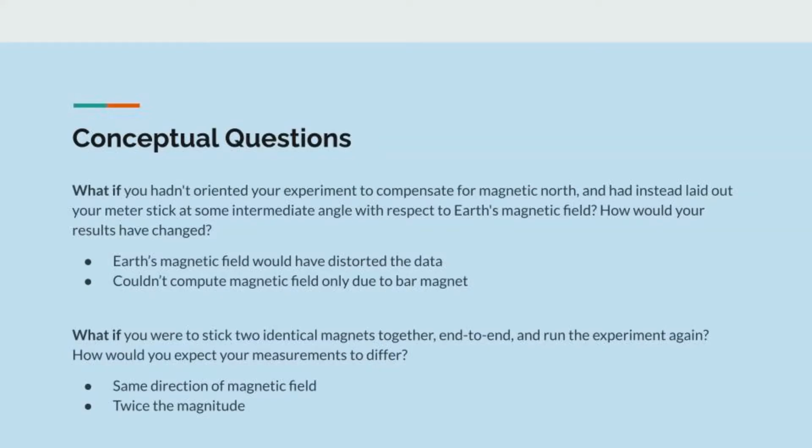The first conceptual question that we were asked to answer is what would happen if we hadn't lined the phone up to compensate for Earth's magnetic field. In this case, the x component of the field would be partially due to Earth's magnetic field and not just the bar magnet, so it would have distorted our data.